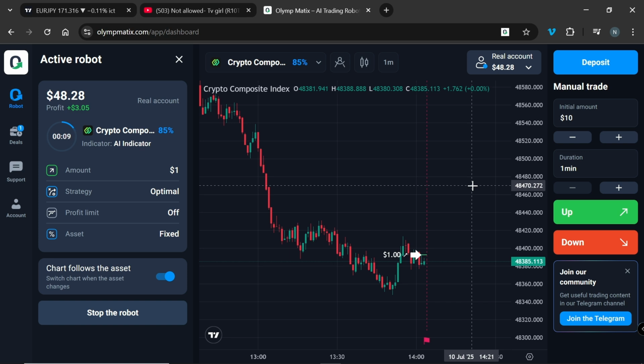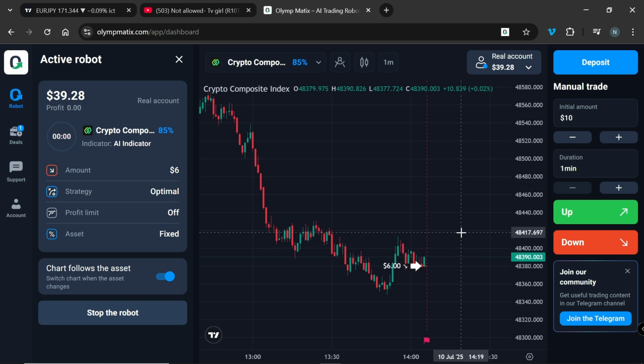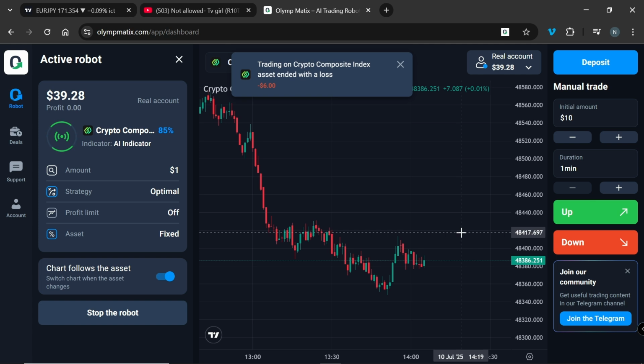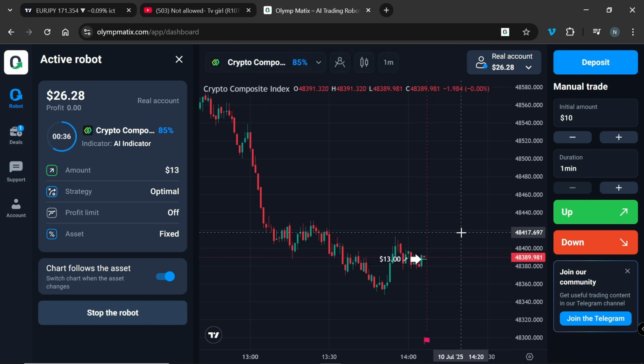But the fixed wasn't profitable that much. See, the riskier strategies are the ones that are profitable. We're taking an L. So let's see how it's going to multiply now from 6 with the optimal. So now we're at 13, as you can see right there. We're now at 13.